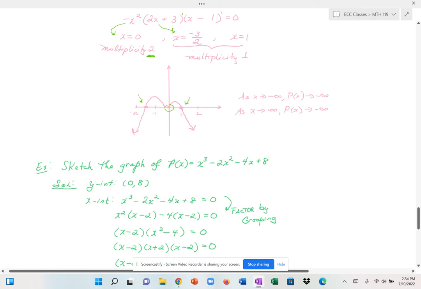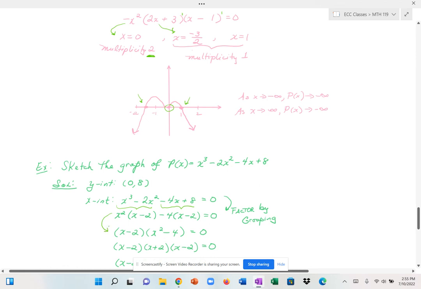This one has 4 terms. You can actually factor it by a technique called factoring by grouping. So again, if you don't remember these techniques of factoring, you do need to go back to algebra. So the first 2 have a common factor of x squared, leaving me with x squared times x minus 2. These 2 have a common factor of minus 4, leaving me with minus 4 times x minus 2.